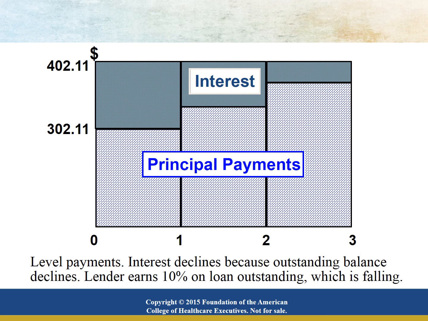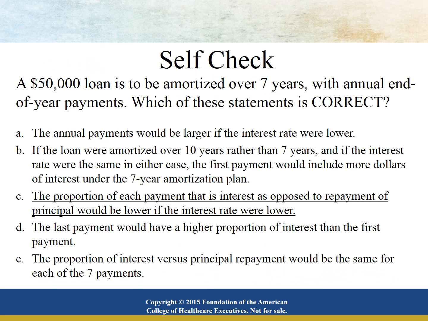Interest declines because the outstanding balance declines if you have level payments. The lender earns 10% on the outstanding loan. So the outstanding loan balance is falling and your principal goes up. This is how your car loan is done. This is how your house loan is done. So if a $50,000 loan is to be amortized over 7 years with annual end-of-the-year payments, which of these statements is correct? Right here, down to C. The proportion of each payment that is interest as opposed to repayment of principal will be lower if the interest rates were lower.